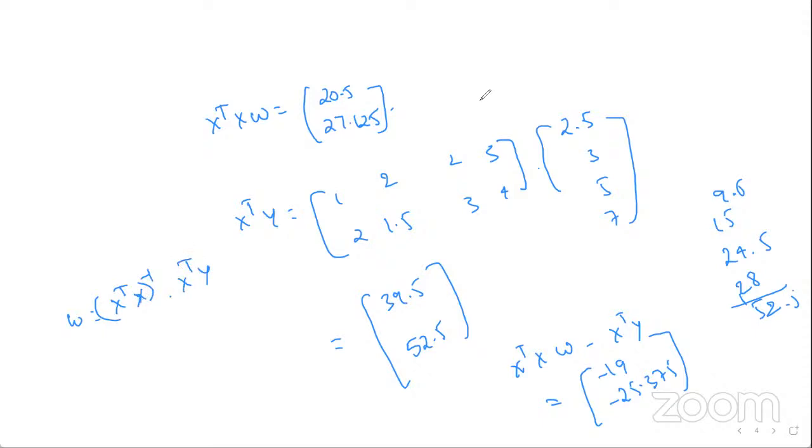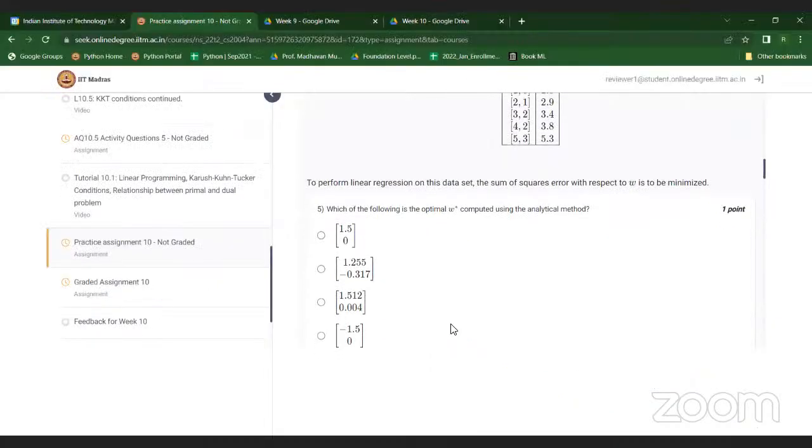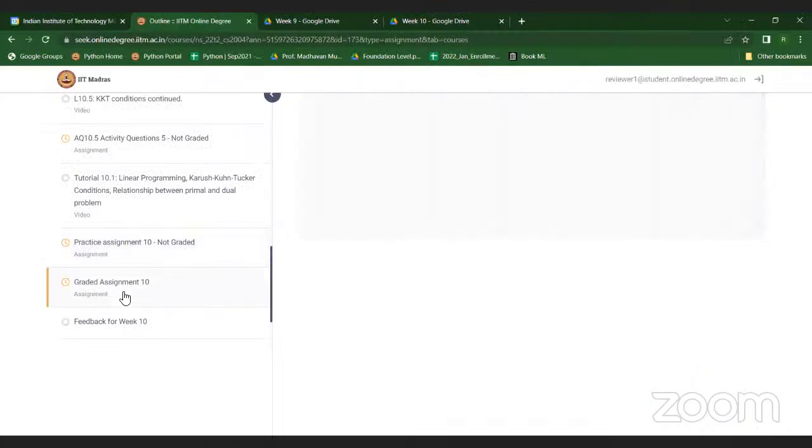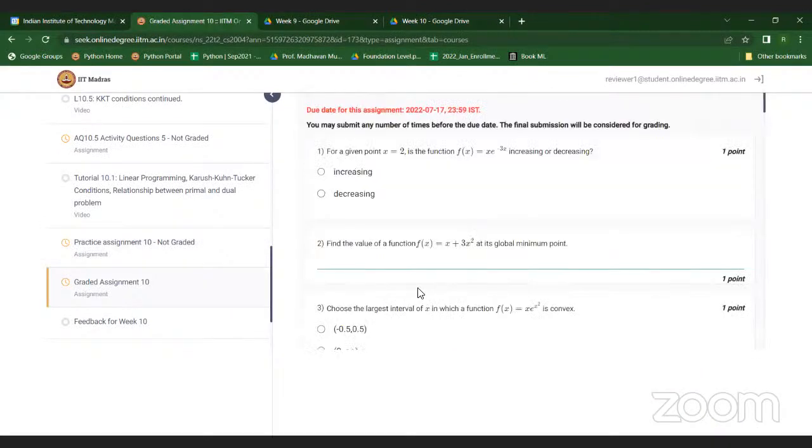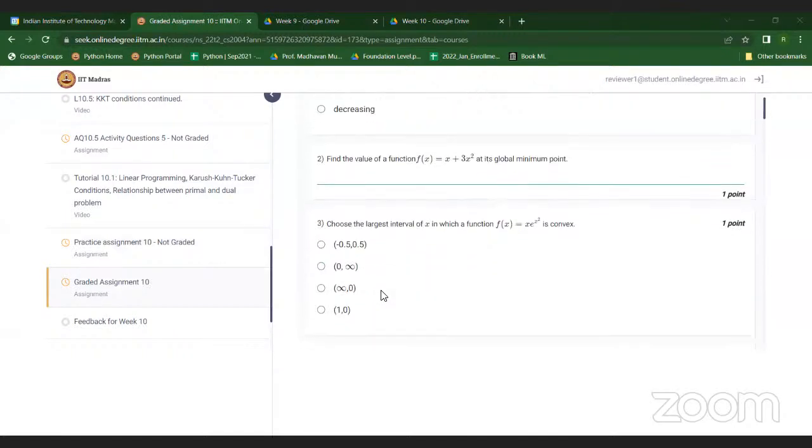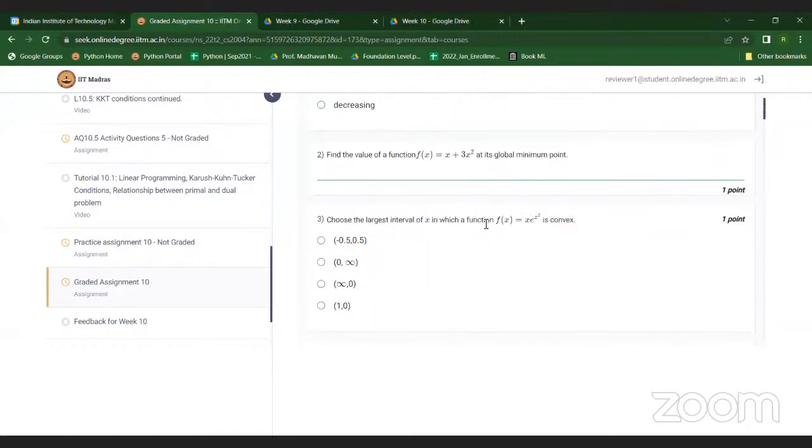And can you go to the graded assignment, sir? Graded assignment, the third one. You want to look at this third one: choose the largest interval of x in which the function f of x equals x e power x square is convex.